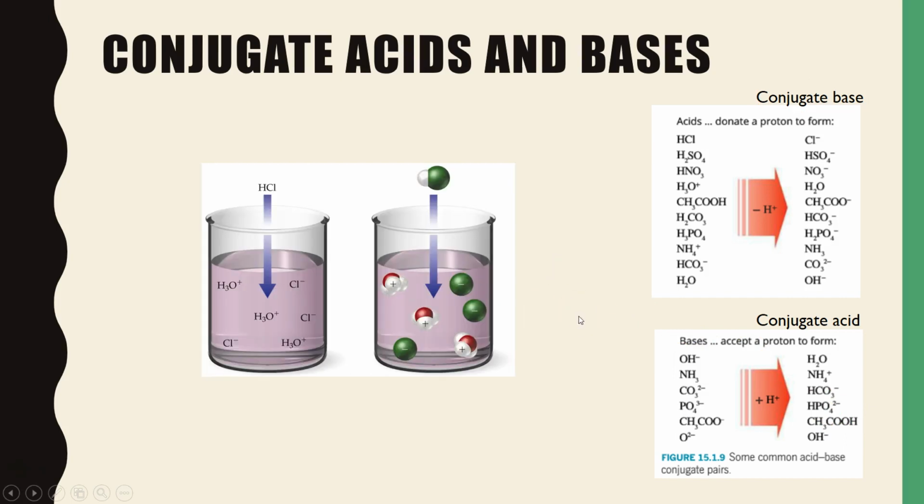Here's an example of such. Hydrochloric acid is placed in water. It breaks up into chloride ions, and the hydrogen atom will move from the hydrochloric acid onto water to become H3O+. This is just purely showing the conjugate base over here and the conjugate acid.